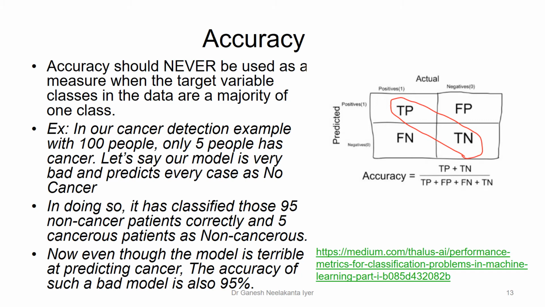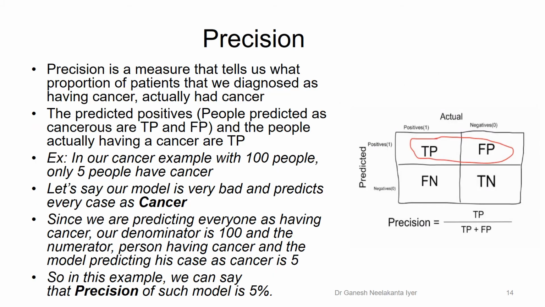The number looks like 95% accuracy. But it may not be a good model because it doesn't work at all. It simply classifies everyone as no cancer. So a high accuracy does not mean it is correct unless you have a balanced amount of data in your dataset.